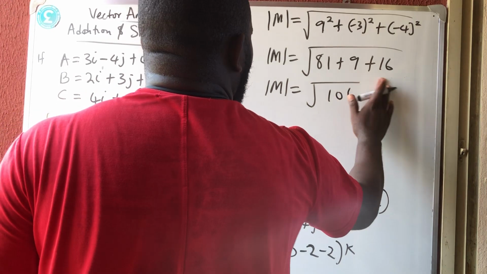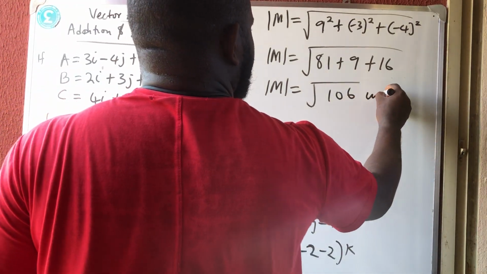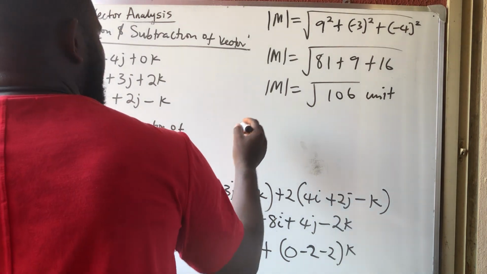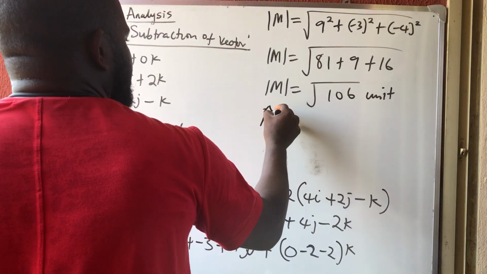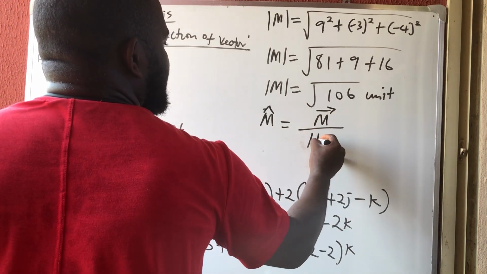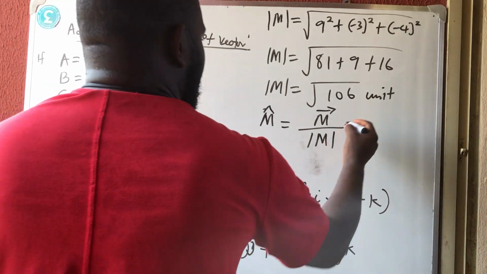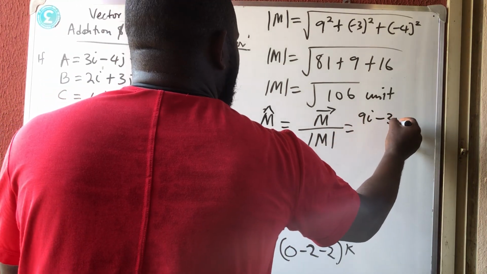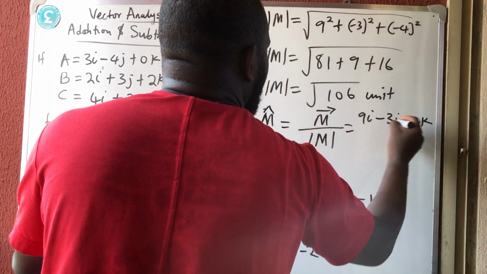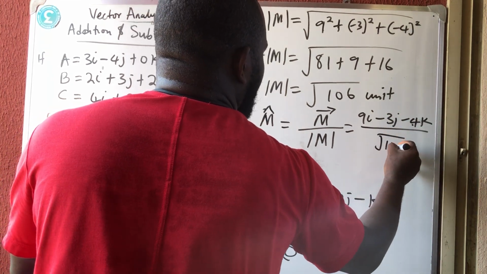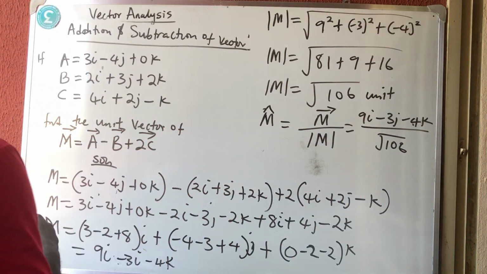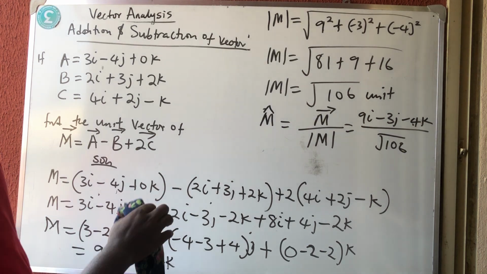Okay? So this is what? Sorry, this is the magnitude, which is the size of vector m. So the unit of vector m, which is m cap like this, is equal to what? That vector m all over the magnitude of vector m. Vector m is 9i minus 3j minus 4k, all over the root 106, okay? You can separate them if you want. Okay? So that is that.